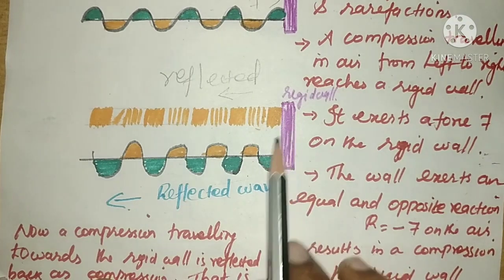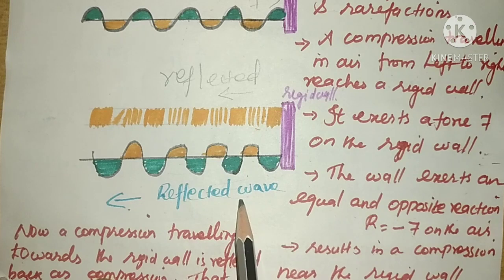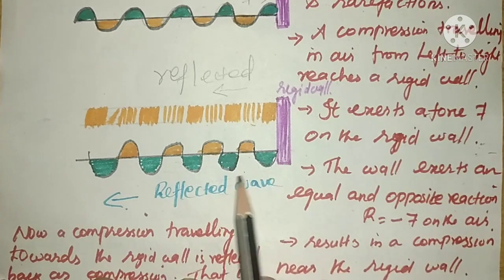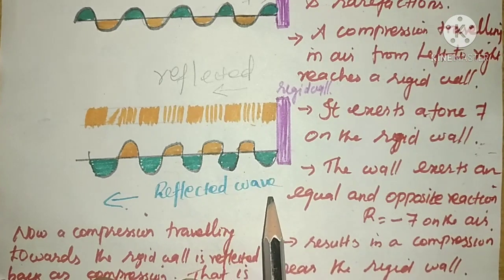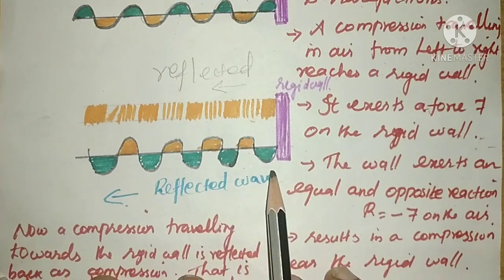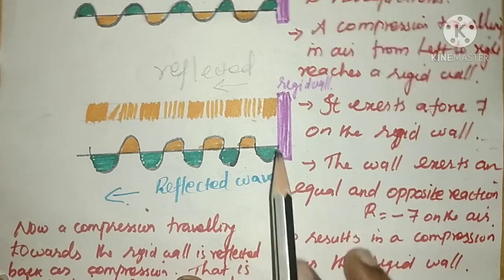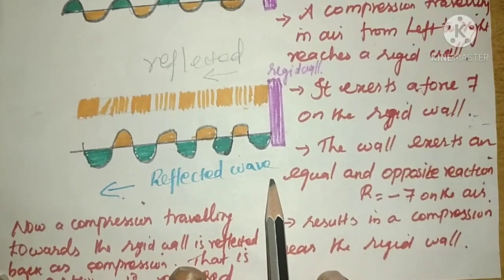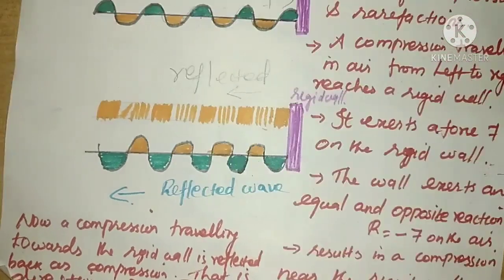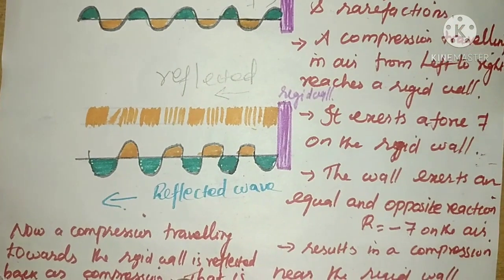Again, the direction alone will be reversed. The compression traveling towards the rigid wall is reflected back as again what? Again nearer to the wall, what will be produced? Compression. But it will be traveling in the opposite direction. The direction is reversed.